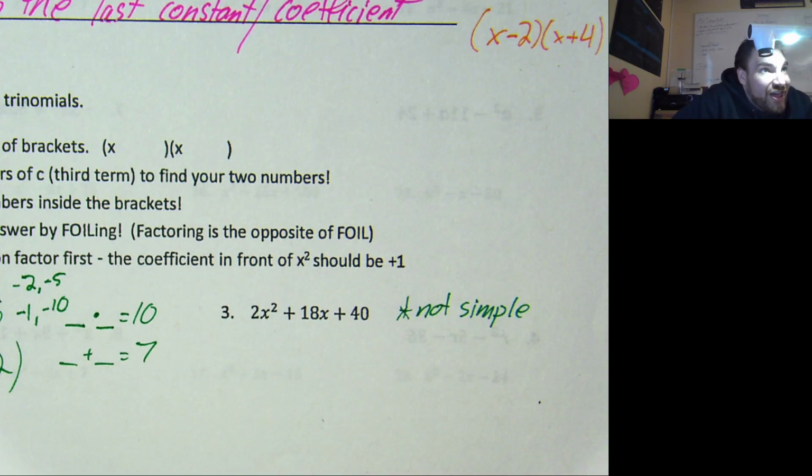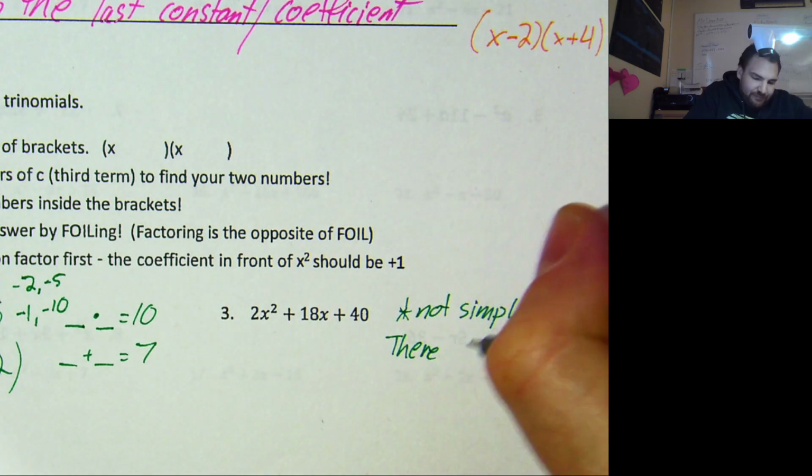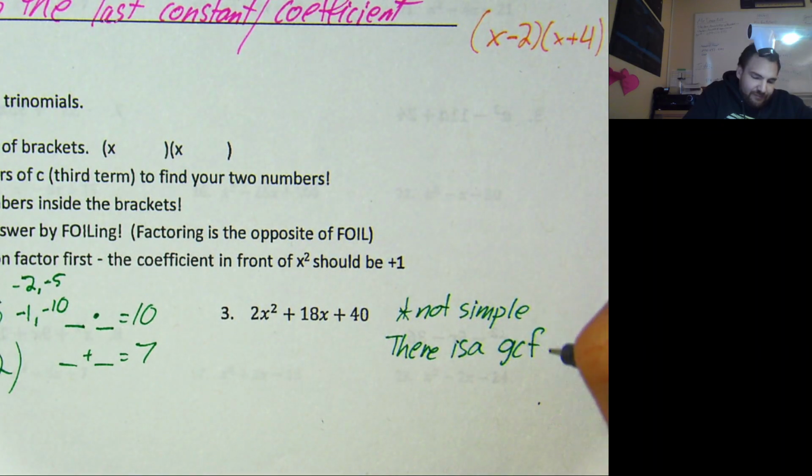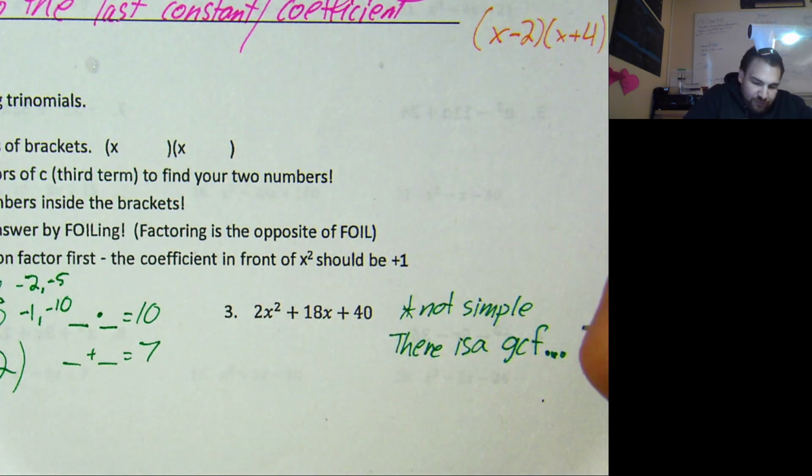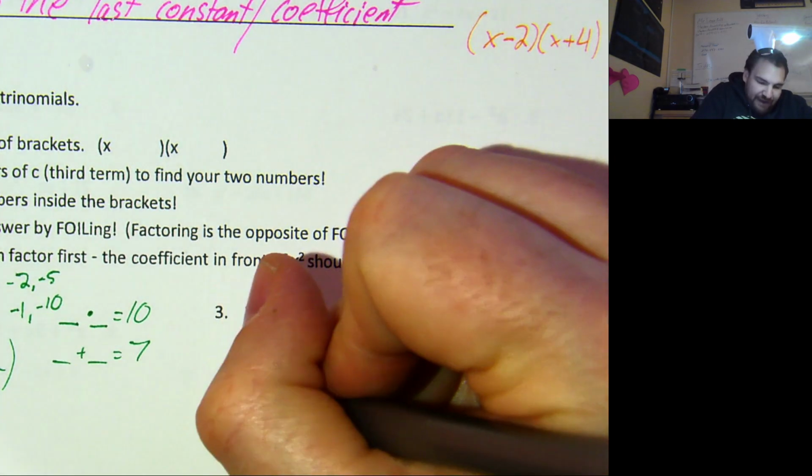Someone has noticed there is a GCF of those 3 terms. That GCF is what? It's 2, which happens to be the leading coefficient. So if I pull out the GCF, is it going to leave me with a simple trinomial that we can factor? Yeah. You bet it will. So the GCF is 2. So we're going to factor that first.